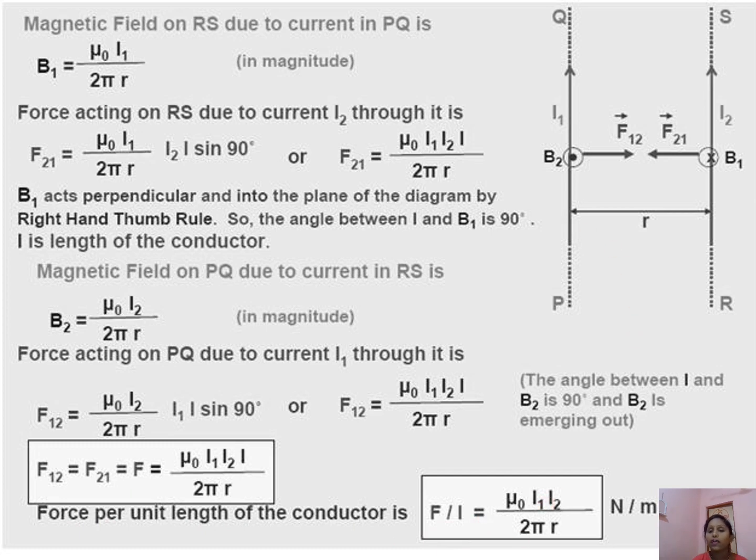As both the currents are flowing in the same direction, the force will be a force of attraction. If the currents are flowing in anti-parallel directions, then the force will be repulsive.